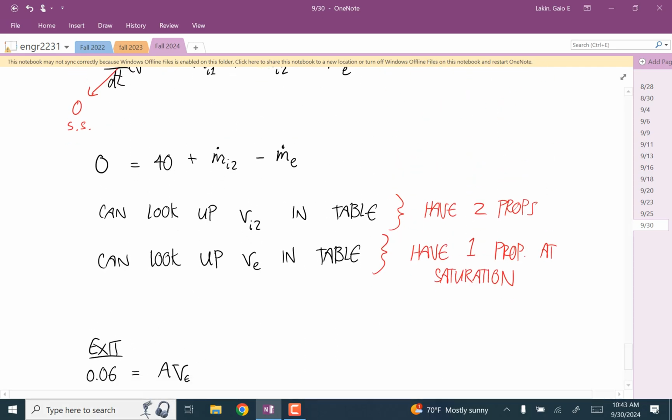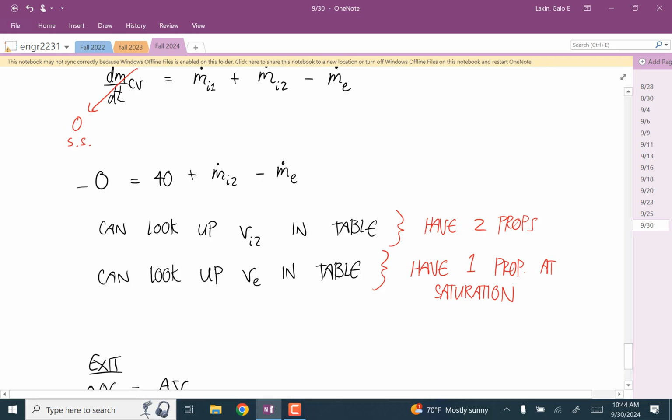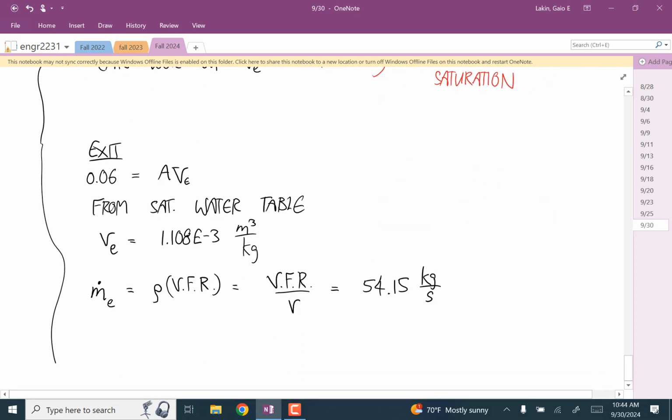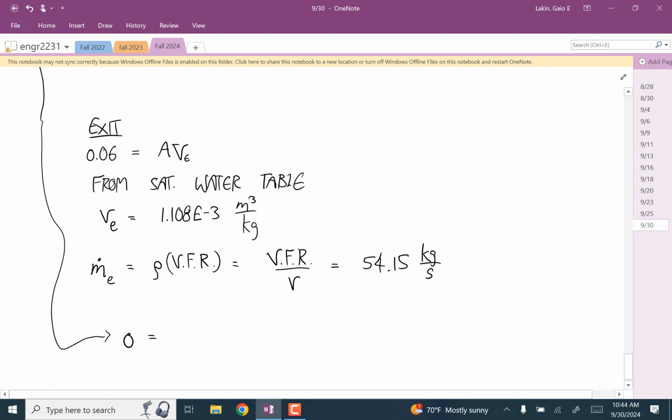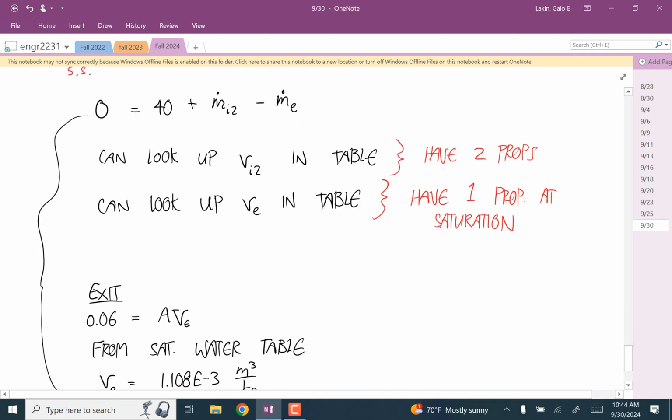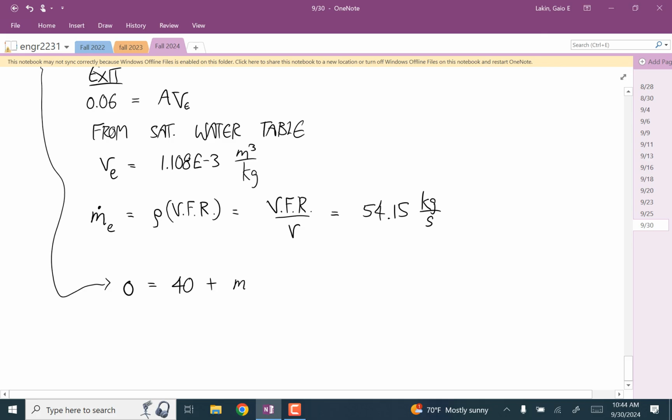Okay, now that we have the mass flow rate at the exit, we can plug it into this equation. We have 0 is equal to 40 plus m dot at inlet 2 minus 54.15. And so we can say that the mass flow rate at inlet 2 is 14.15 kilograms per second.